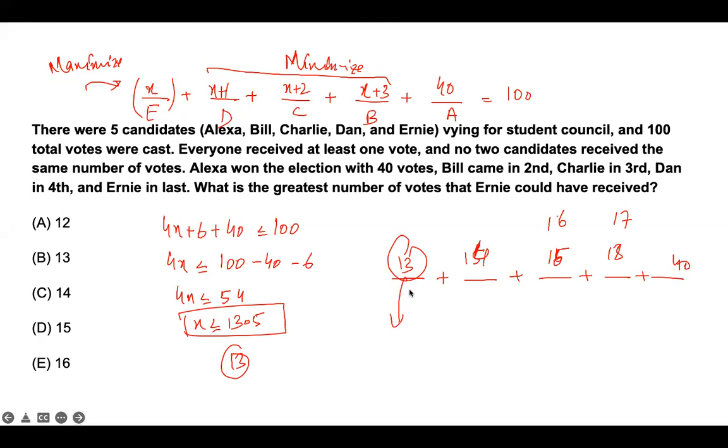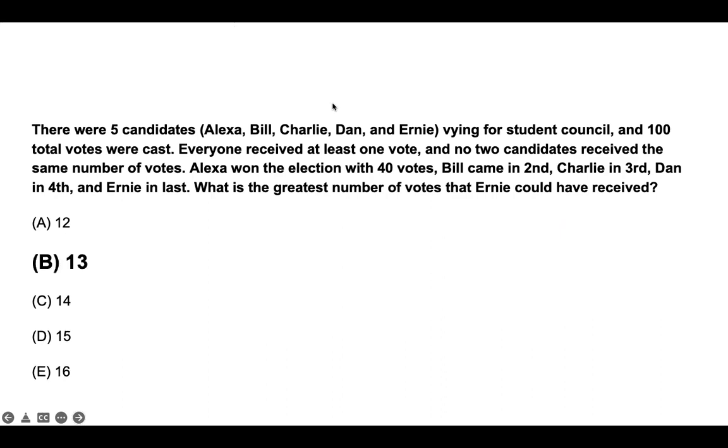This can't be exceeded. If I exceed this, because all of these are distinct, this will become 14, 15, 16, 17 plus 40, and if you add all of these, this will exceed 100, right? So that's why the maximum possible number of votes E could receive is equal to 13. Okay, so this was the answer for this question, which is 13.